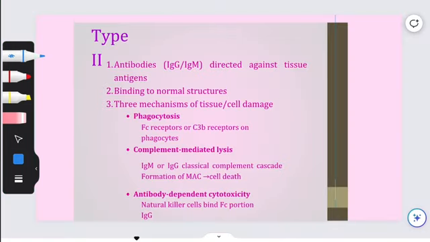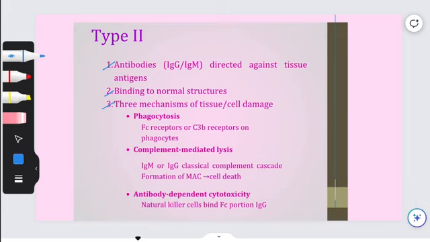Moving ahead, let's talk about type 2 hypersensitivity reactions, and these are autoimmune disorders where antibodies attack our own cells or tissues. In type 2 hypersensitivity reactions, antibodies like IgG and IgM are directed against our own tissue antigens. They bind to and cause damage of normal structures in the body.